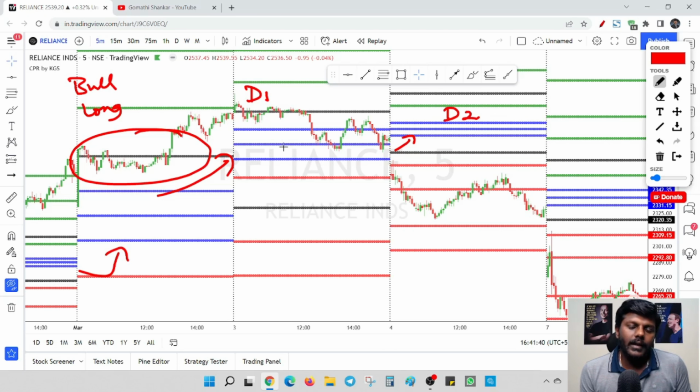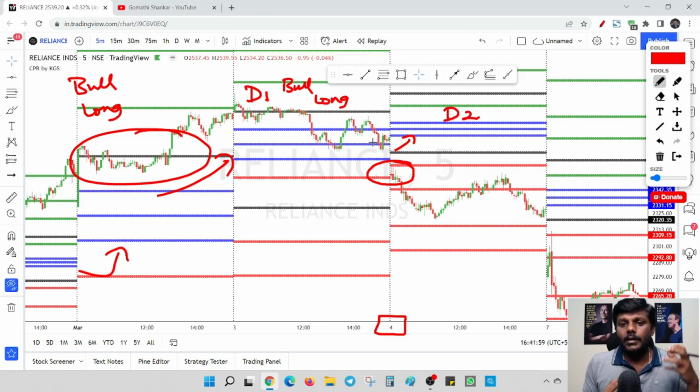Now here also we have ascending CPR. We will look for bulls to take control and look for long opportunities. But on day 2, on March 4, the candles are trading below the daily CPR. We have ascending CPR, but still the candles are opening below daily CPR, and two things can happen. Either the market should come down, or the market should get attracted towards daily CPR.